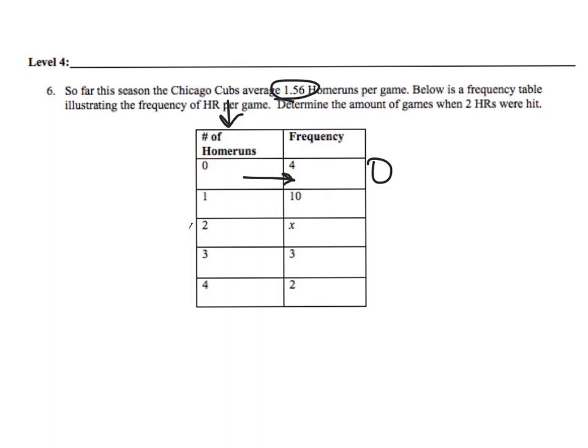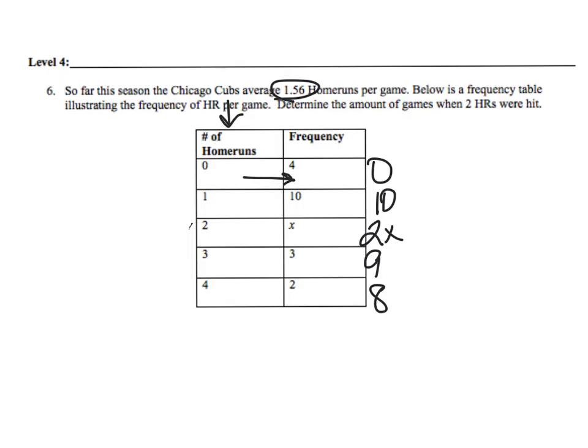So that's 0, because if I add 0 plus 0 plus 0 4 times, it still gets 0 home runs. And then I get 10 home runs, because 1 home run per game happened 10 times. 2 times x, well, that's just 2x. You're just going to have to go through the process here to understand what we're doing. And then 3 times 3 is 9, and 4 times 2 is 8. Okay, so this is the total amount of home runs.